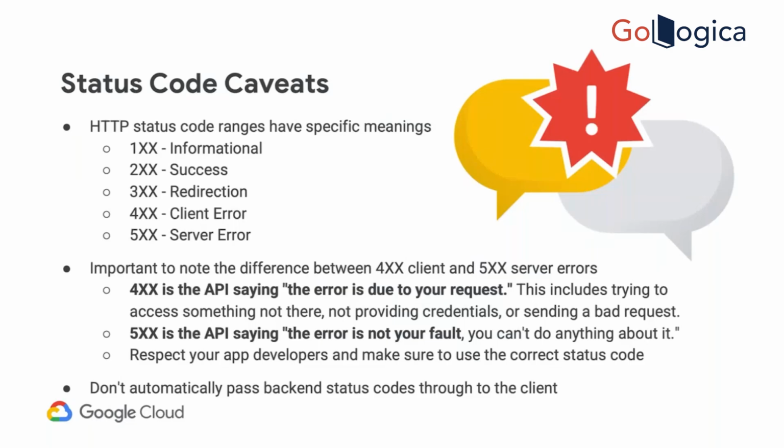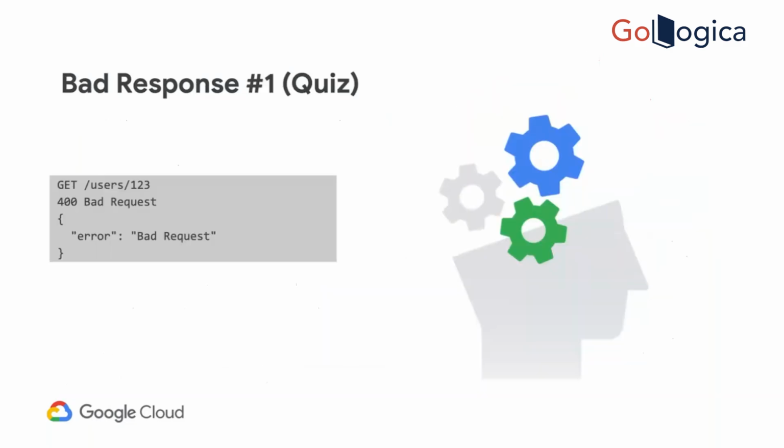Okay, so now here are some examples of bad responses. In this example, there is a GET call, and the response is 400 bad request, and in the payload you get error: bad request. Can you tell me why it might be an example of a bad response? So it's a 400 bad request.